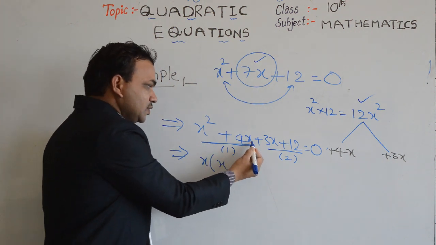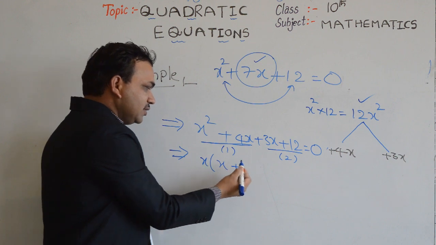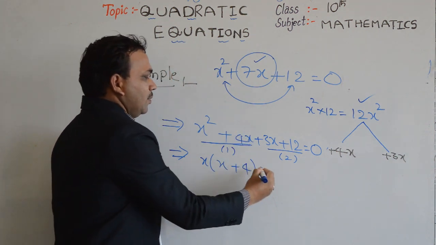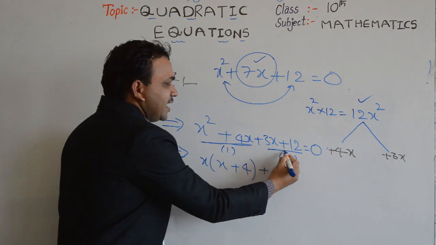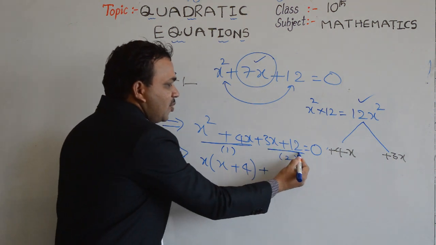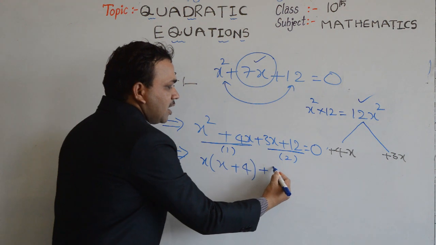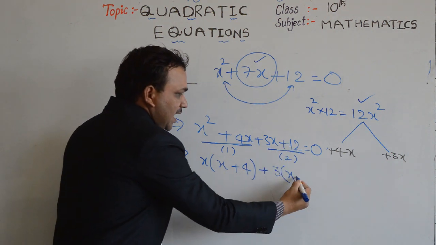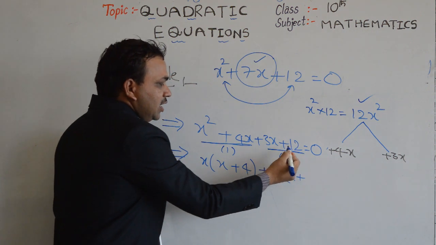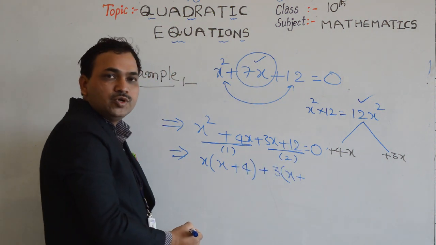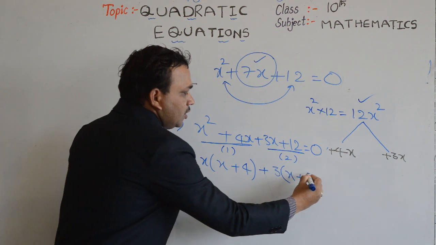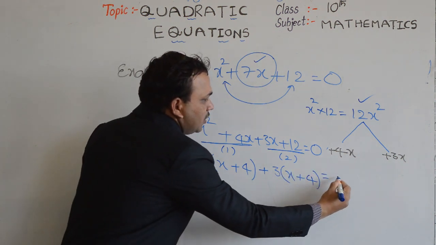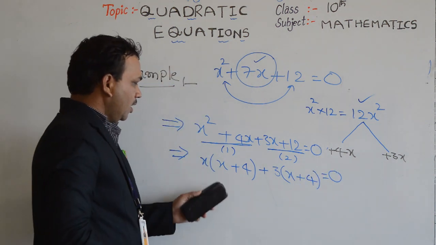So x plus 4x. So x, already common taken, this time no need. So plus 4. If we observe the second expression, what is the common number here? 3 is the common number. x plus, same as this, 12 in the 3 table, how many times possible? 4 times possible. Plus 4, that is equal to 0.